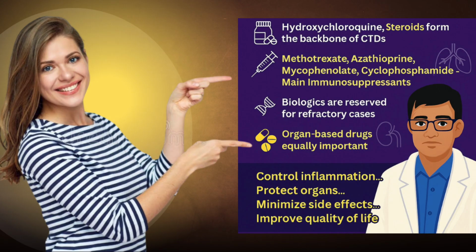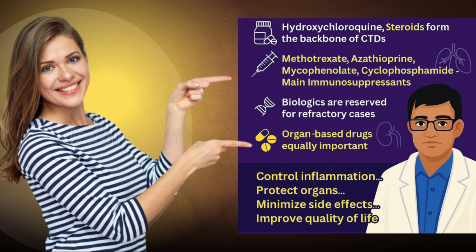Number 1, systemic lupus erythematosus, SLE. The backbone drug here is hydroxychloroquine. It reduces flares, protects skin and joints, and improves fatigue. Almost every lupus patient should be on it long term. Example, a young woman with photosensitive rash and joint pains. HCQ helps keep her stable for years.